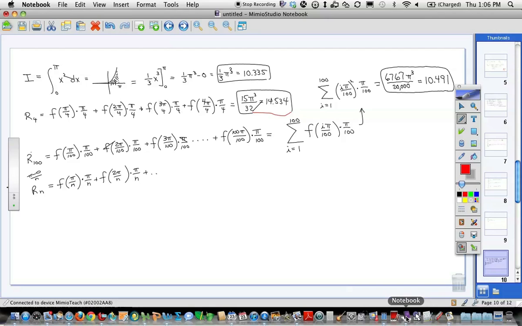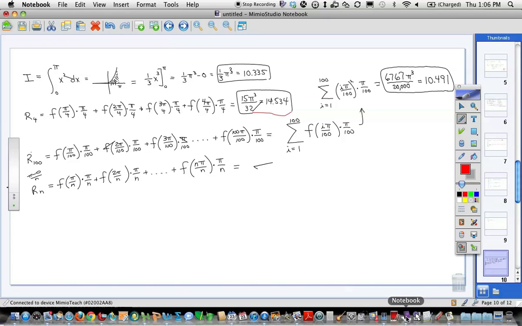Okay, probably don't need to write any others. Let's write the last one. F of n pi over n. Which again, all makes sense because n pi over n is the same as pi, and that should be our right endpoint. Even though we have an unknown number of rectangles, we still should end at pi. So we still should end at n pi over n. Okay? And, of course, we can't add up an n number of rectangles, but we could do a sigma notation.